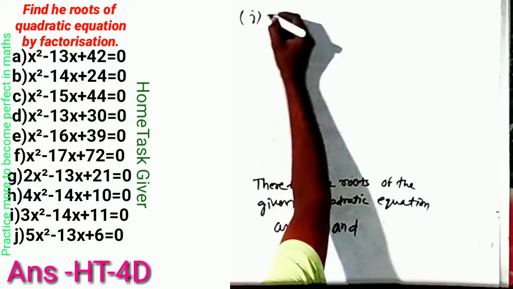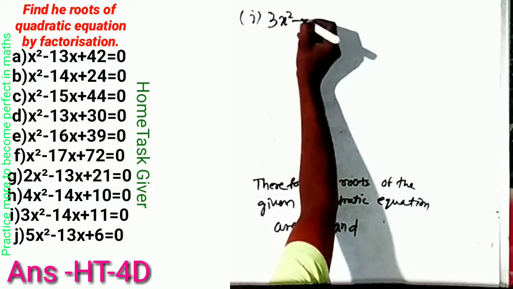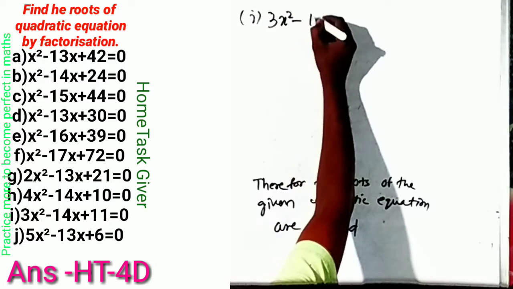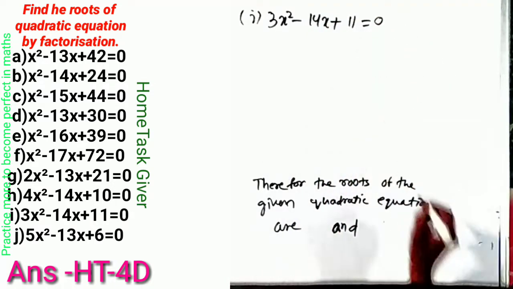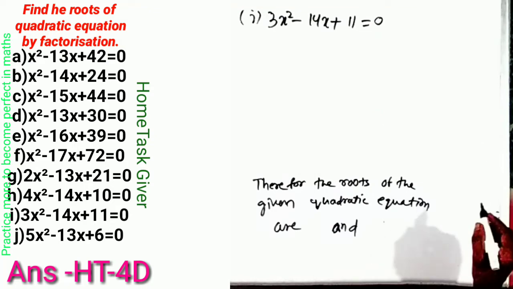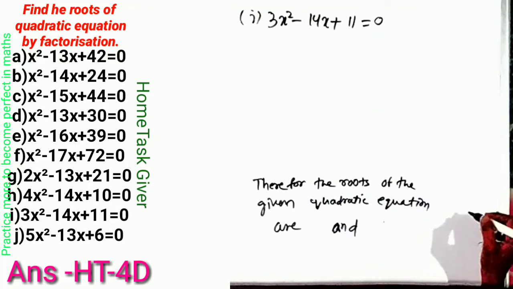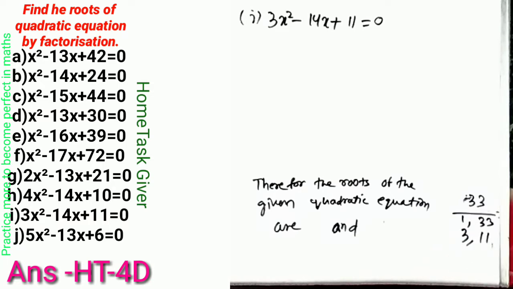Okay, 3x square minus 14x plus 11 equal to 0. Here the coefficient of x square is 3 and the constant is 11. So 3 into 11, 33. So factorize it: 1 and 33, 3 and 11. So the two terms are 3 and 11. That sum is 14 and the product is 33.